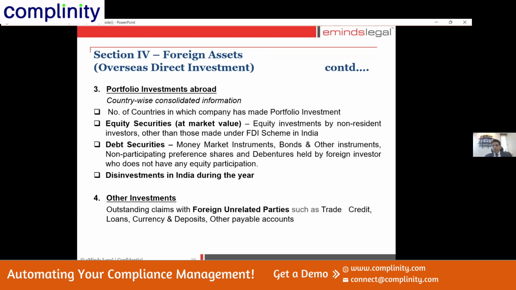In the Excel regime, these points were clubbed in the same section, outstanding claims and liabilities. So in case we have any claims or in case we have any liabilities, those were required to be filled in the same section. However, in the online sections, these have been segregated. So there is a chance to miss those. So I therefore wanted to highlight that. Now this is all about section 4.